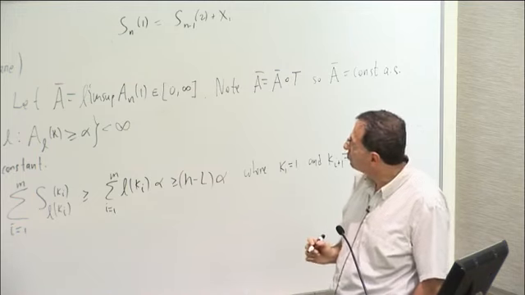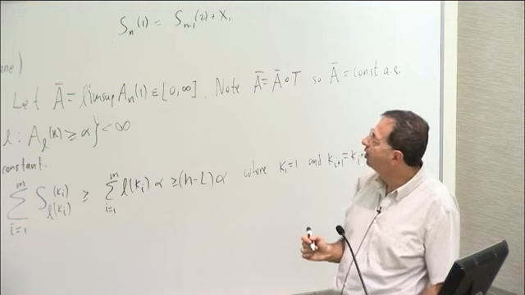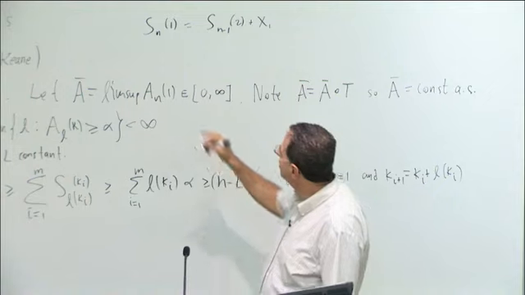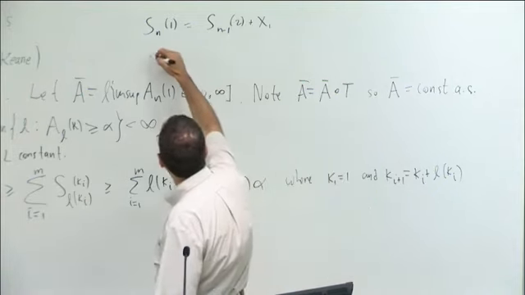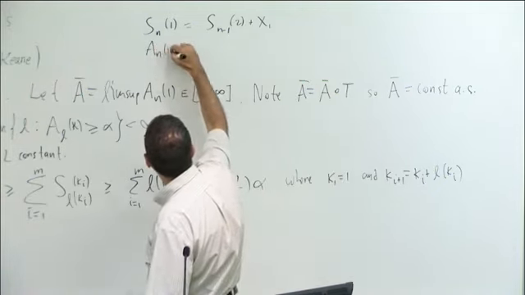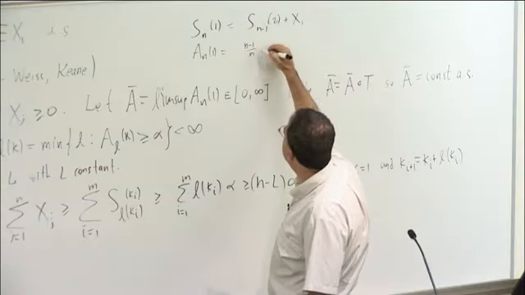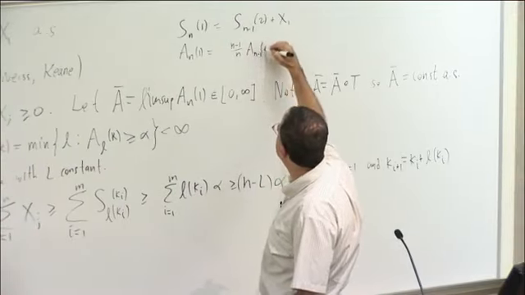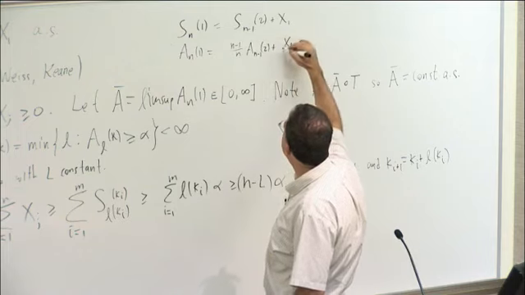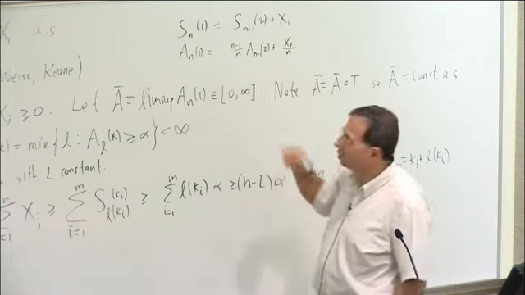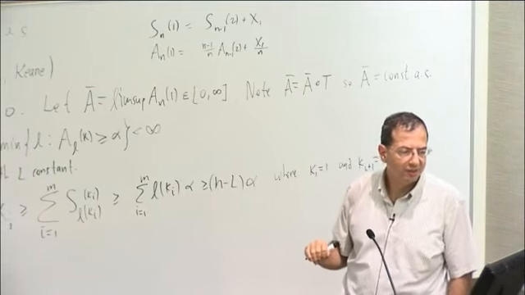So now, right, so now divide. So An of 1 equals n minus 1 over n times An minus 1 of 2, plus x1 over n. And now it's safe to take lim sups.